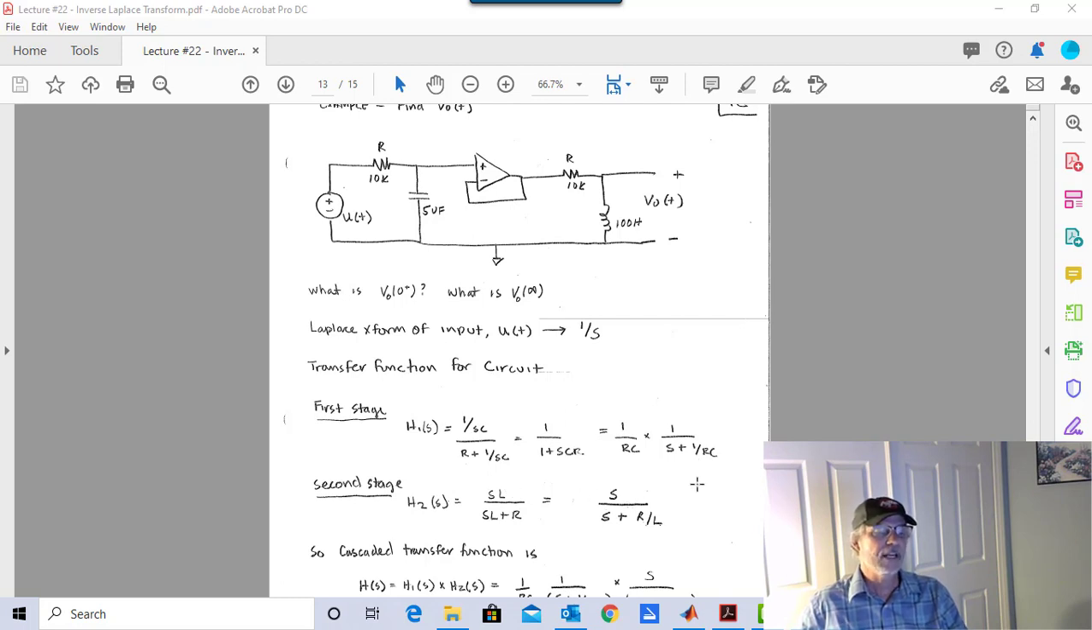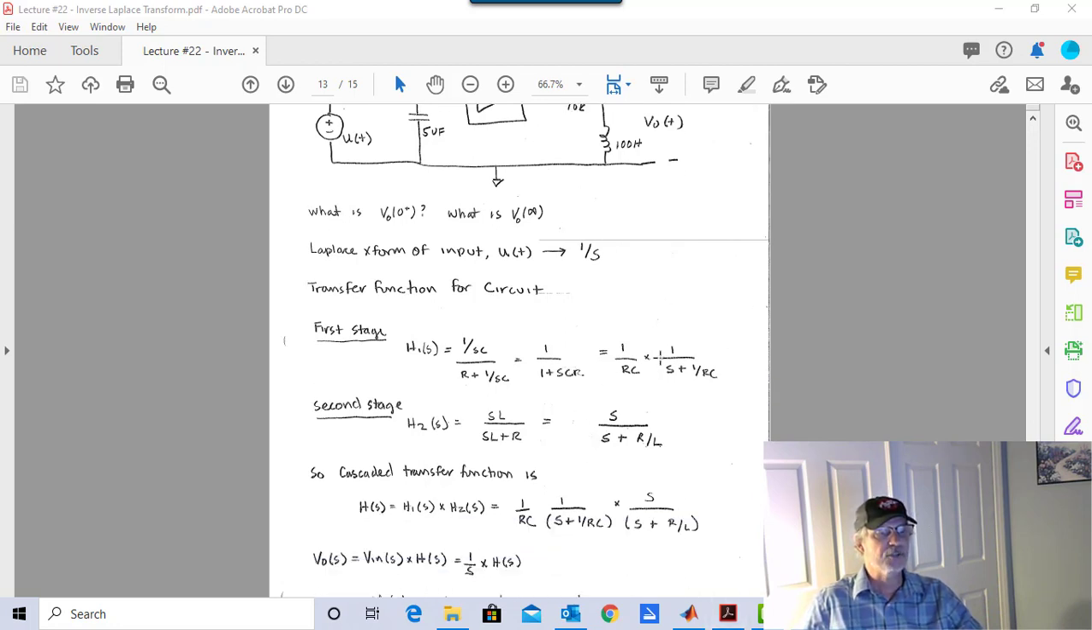What this second stage transfer function represents is V out divided by V here. And I just multiply these together, and here's my cascaded transfer function.